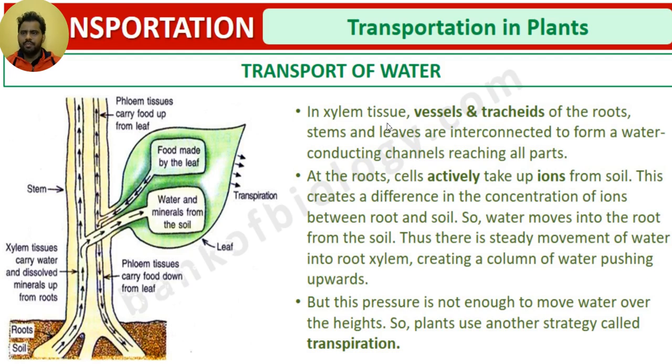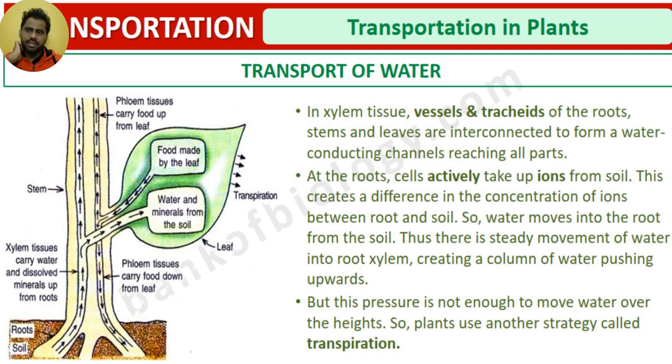In xylem tissue, we have vessels and tracheids of the roots, stems and leaves. These are all interconnected to form a water conducting channel reaching all parts. At the root, cells actively take up ions from the soil. This creates a difference in concentration of ions between root and soil. So water moves into the root from the soil. Thus there is steady movement of water into root xylem, creating a column of water pushing upwards. But this pressure is not enough to move water over the height, so plants use another strategy called transpiration.